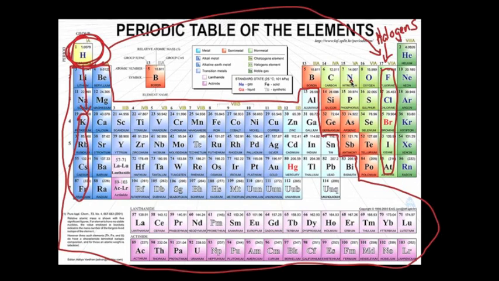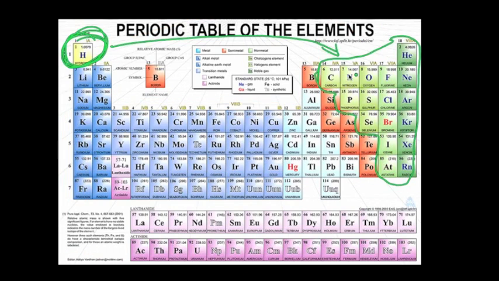On the right-hand side of the table, and including hydrogen from the left, we have the nonmetals. The nonmetals here are shaded in green, and I have also circled them in green. Notice I've also included hydrogen because hydrogen is a nonmetal based on its traits. These all share similar traits to each other.